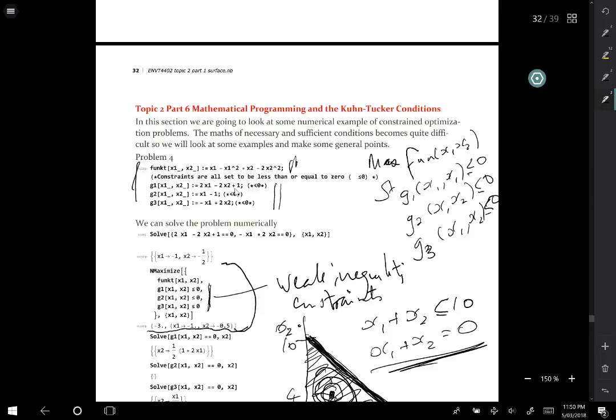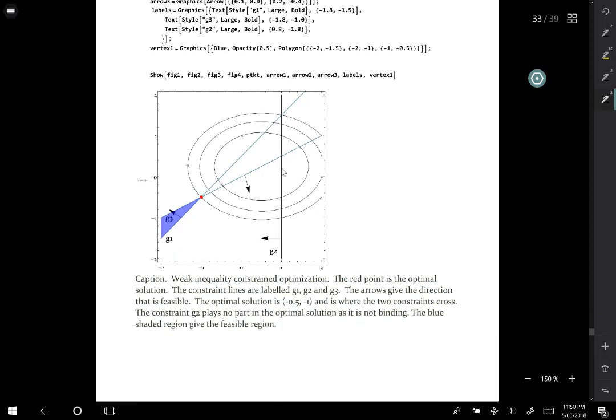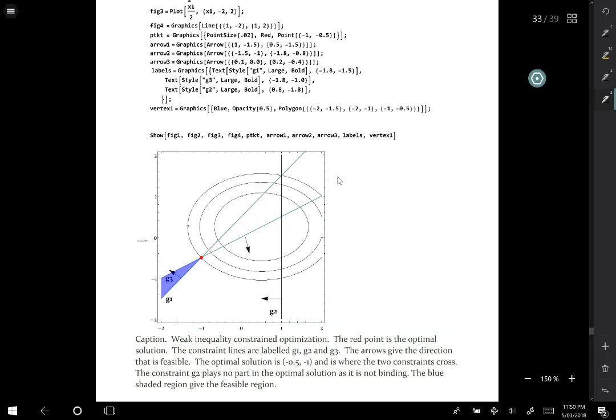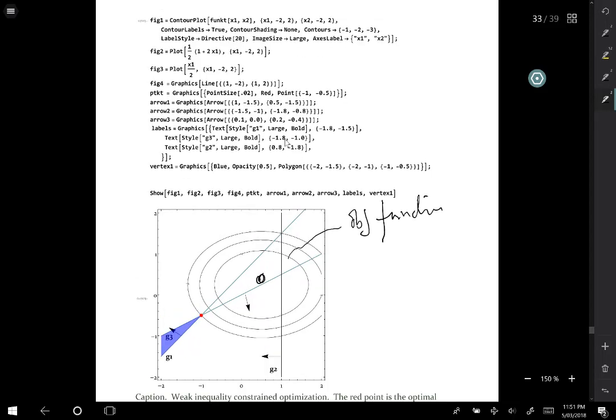So we've set up this problem here, and I'm going to have a look at it through a diagram to see some of the problems that we have. Alright, so the contours give the value for the objective function, and there's obviously a global optimum probably somewhere about there, but that's not really relevant because this is a constrained problem. And then you've got a constraint G2.